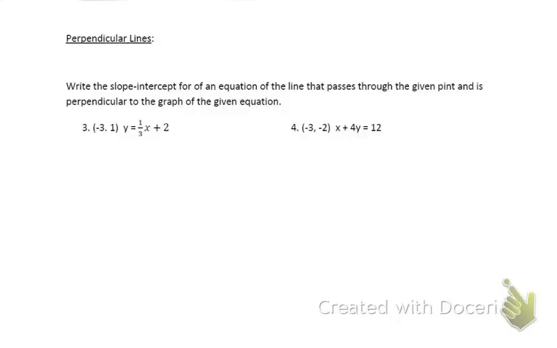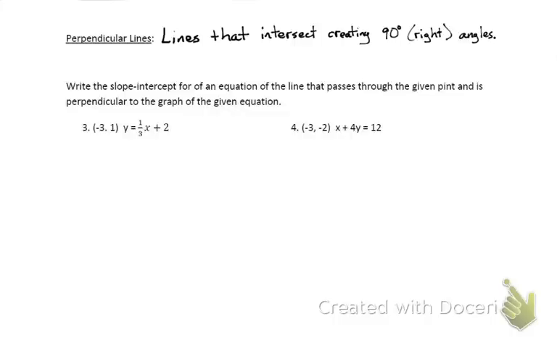Alright, next we are going to look at perpendicular lines, and again we're going to start out with some definitions here. So the definition of perpendicular lines is perpendicular lines are lines that intersect, creating 90-degree, which are right, angles. So two lines that intersect to form 90-degree angles is what you're talking about when you're talking about perpendicular lines.